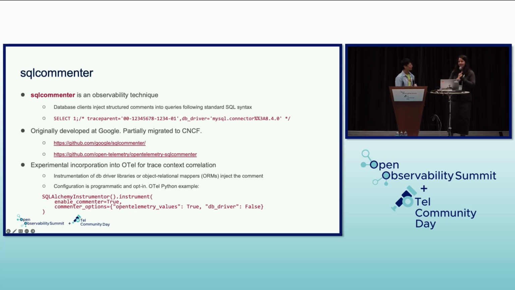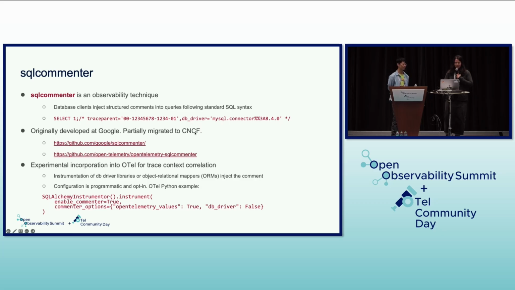Enter SQL commenter. SQL commenter is an observability technique, and essentially it's when database clients inject structured comments into queries following standard SQL syntax. So in this very simple query, select one, it's been appended with a SQL comment, flanked by the slashes and asterisks. And this SQL comment has two key-value pairs. The first is a shortened version of a traceparent, the full thing with version, trace ID, span ID, and trace flags. And this other KV is some database driver metadata for what performed the database query. In this case, it's the MySQL connector, version 8.4.0.